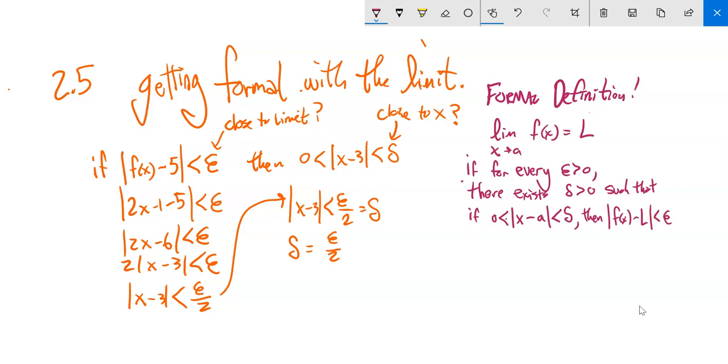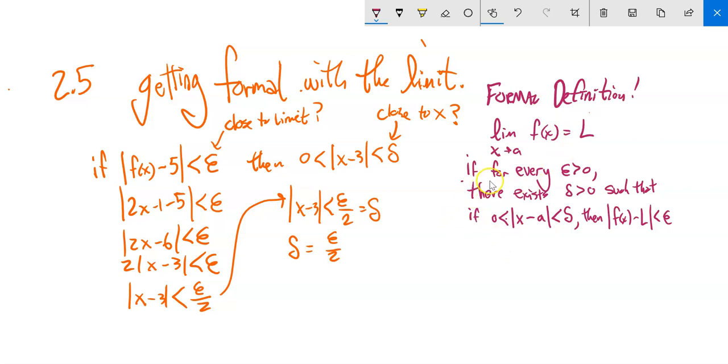So here's our formal definition of a limit. We can say the limit as x approaches a of f of x equals L. L is the limit, f is the function, a is the point we're approaching. Notice that I didn't write down some assumptions here: that f actually has a limit, that the limit actually exists, that f is actually a function, things like that.